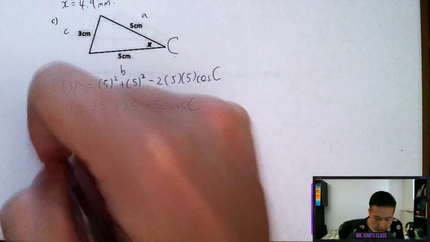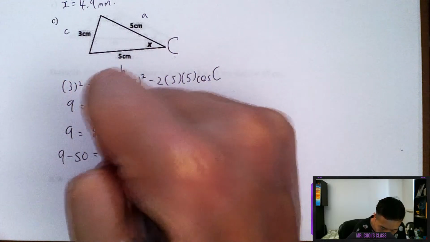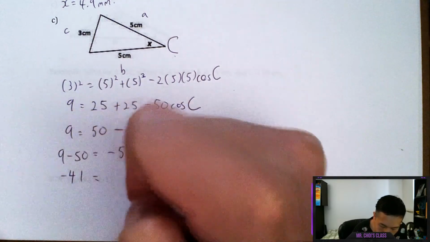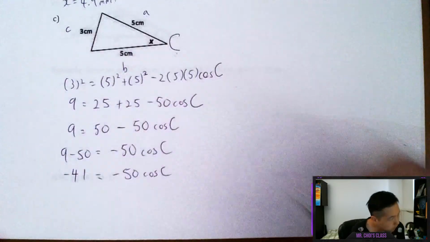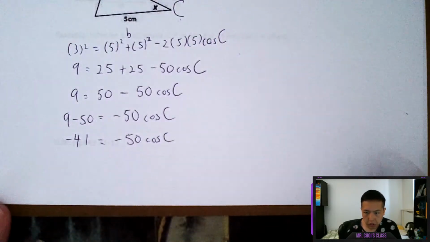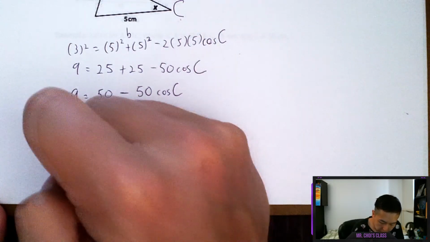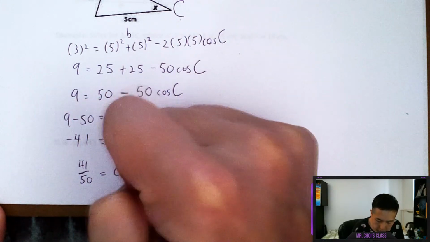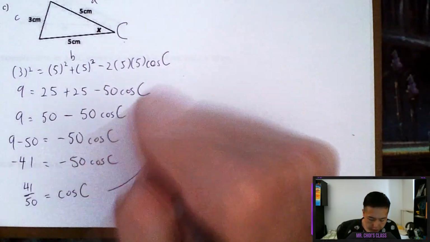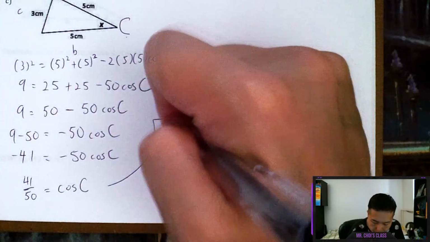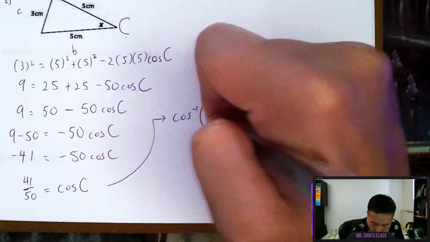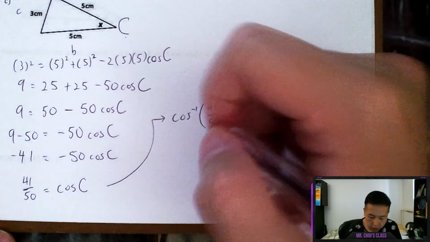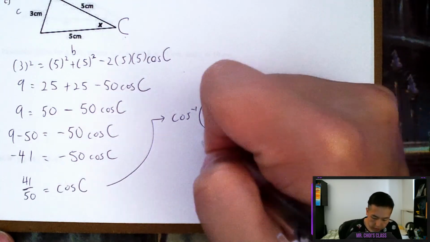Moving the 50 to the other side, we're going to get this, which gives us negative 41 is equal to negative 50 cosine C. We're going to divide both sides by negative 50, which gives us 41 over 50 is equal to cosine C. Finishing this question off, that means cos inverse of 41 over 50 is equal to C. And the angle you should get here is approximately 34.9 degrees.